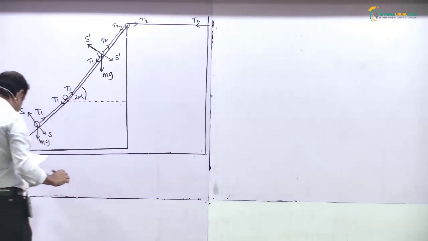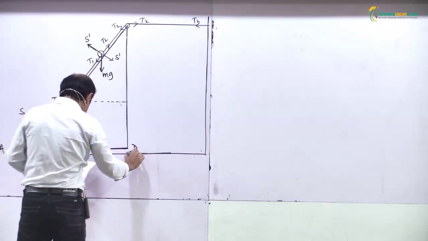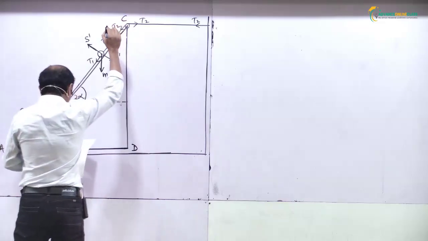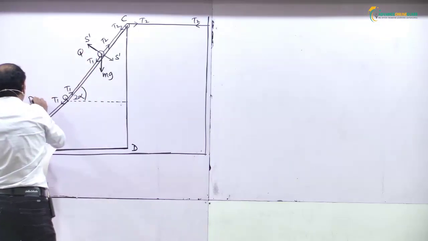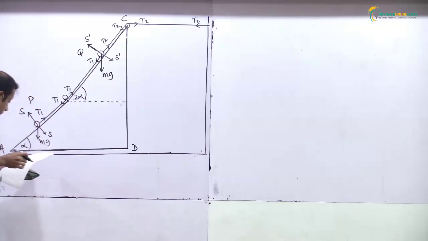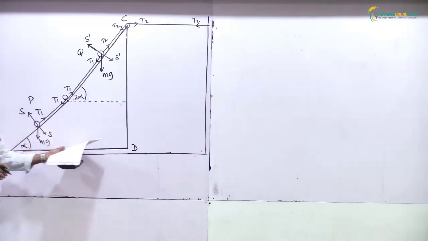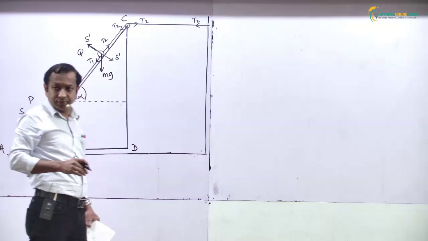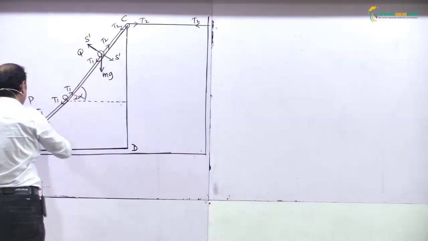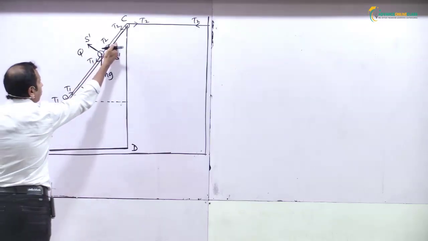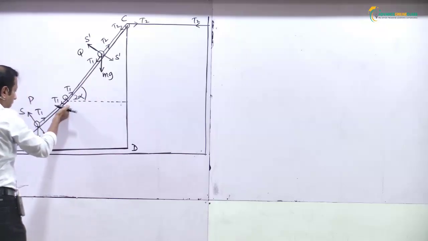Here A. This is D. Here C. Here particle Q. Particle P. Right. Now, when the system is released, which should move to the right? Relative to the wedge, particle Q and particle P, particle Q should move along this face, P along this face.